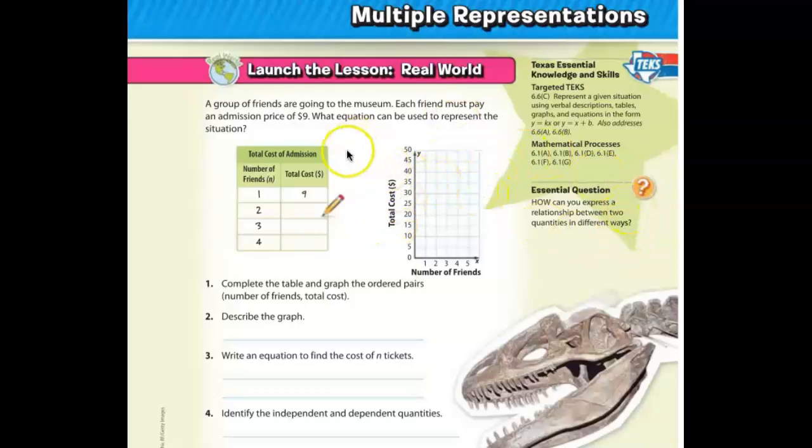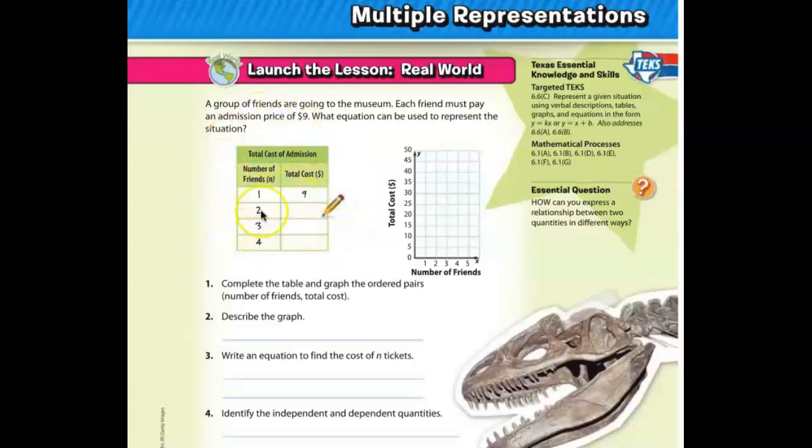be practicing today. Okay, so let's go ahead and look at this first word problem. It says a group of friends are going to the museum and each friend has to pay an admission price of $9. What equation can be used to represent this situation? So they've started a table for us and they have the number of friends. So one friend, two friends, three friends, four friends. And then we have the total cost that the number of friends would have to pay for tickets.